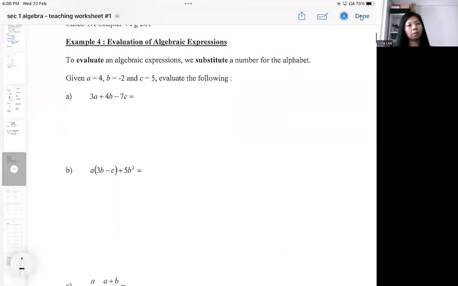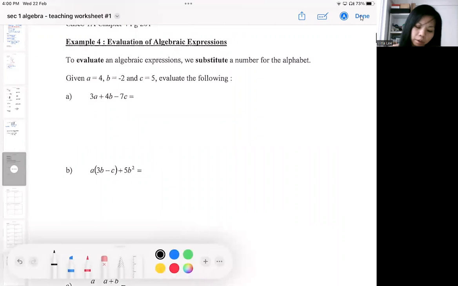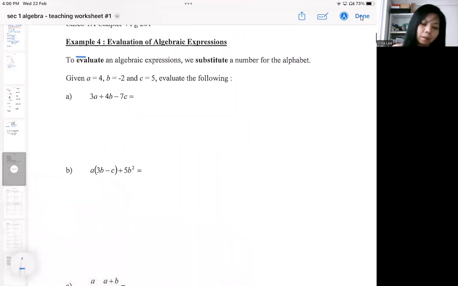In this example, we are going to evaluate the algebraic expression. If you still remember in the introduction part, I mentioned that algebra is like a variable. It can take different values. So here we're going to evaluate. When you see the instruction evaluate, the final answer is a value. The final answer will be a number. So no more algebra.